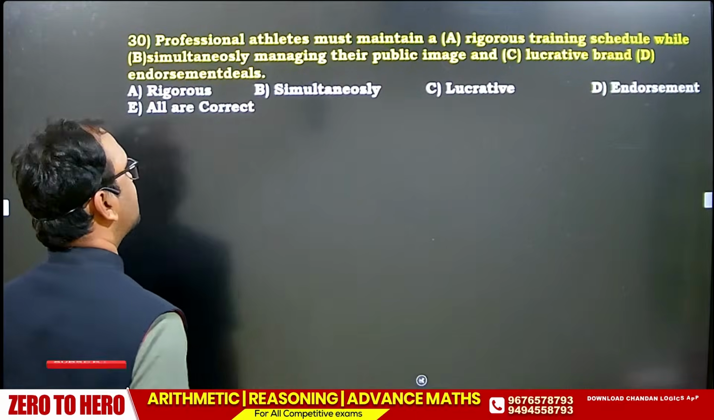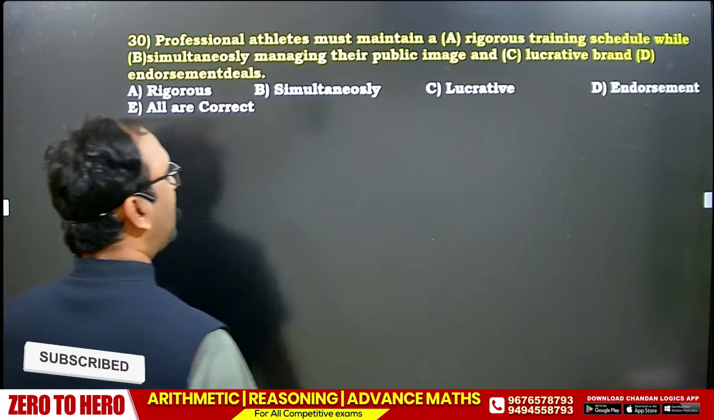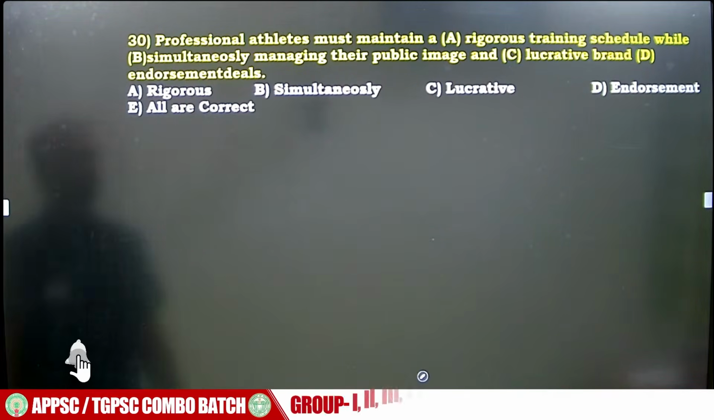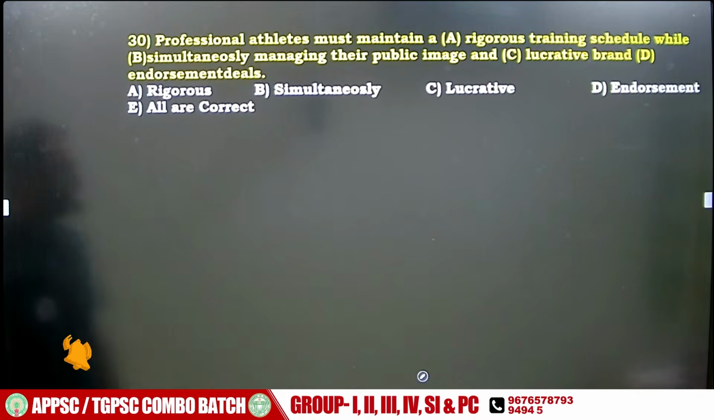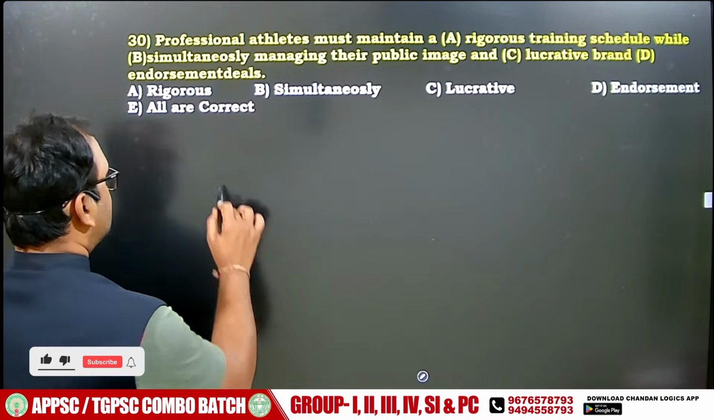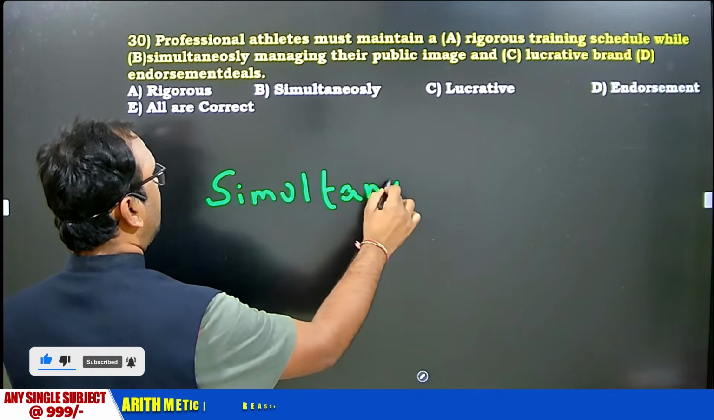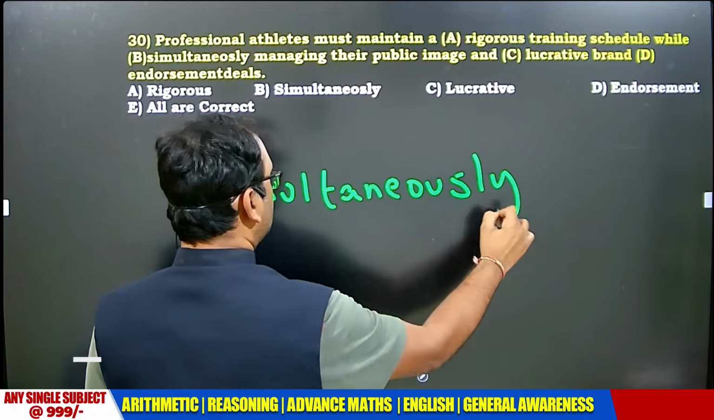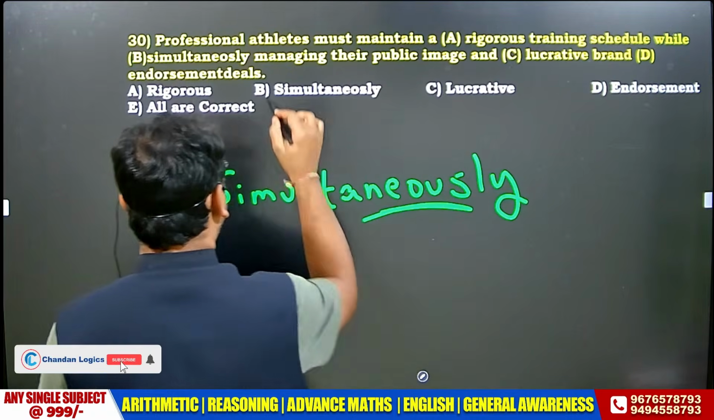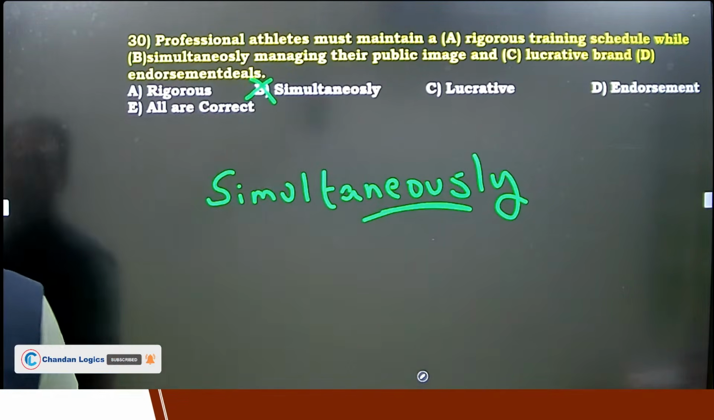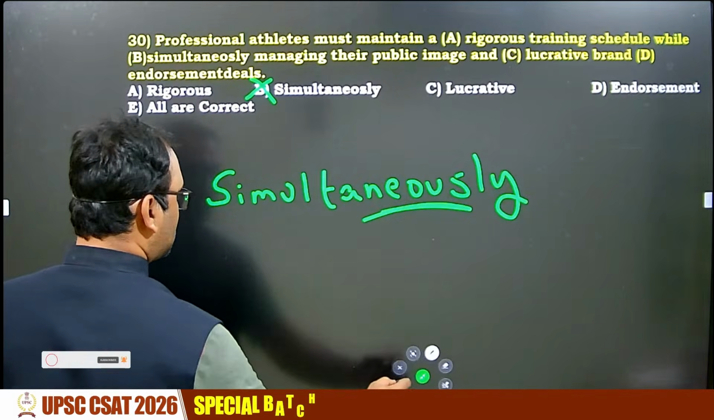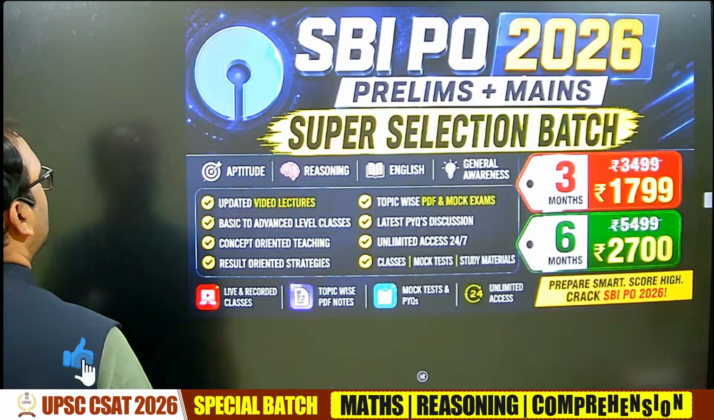Spelling errors, guys. You can play football. Rigorous, simultaneously, lucrative, endorsement. Simultaneously spelling problem. So simultaneously, you should be present. Wow, easiest questions in the question paper, spelling questions.